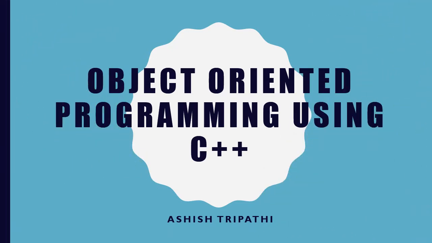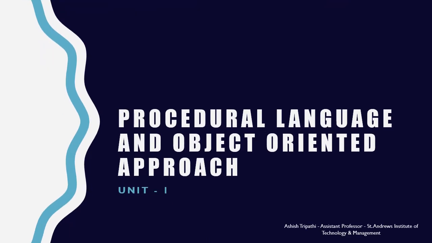Let's begin our journey for the course Object-Oriented Programming using C++. Today, we are going to study procedural language and object-oriented approach of Unit 1 of the course. This session will introduce you to many aspects of programming paradigm, compare between them, and finally present the characteristics of object-oriented programming.